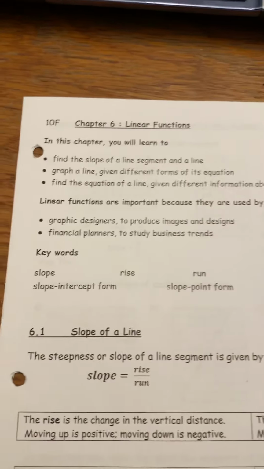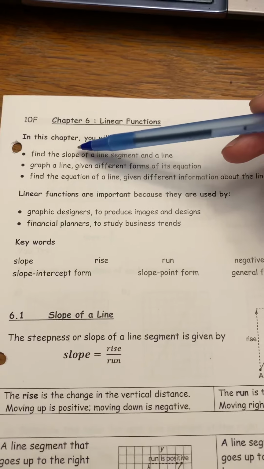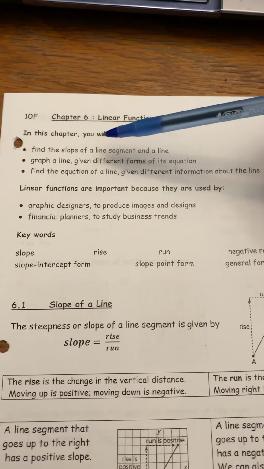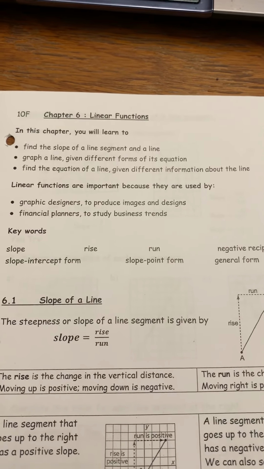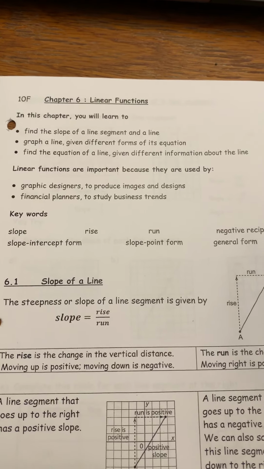Okay, we're going to start 6.1 today. In this chapter, we're going to learn to find the slope of a line segment and a line. We're going to graph a line given different forms of its equation, and we're going to find the equation of a line given different information.